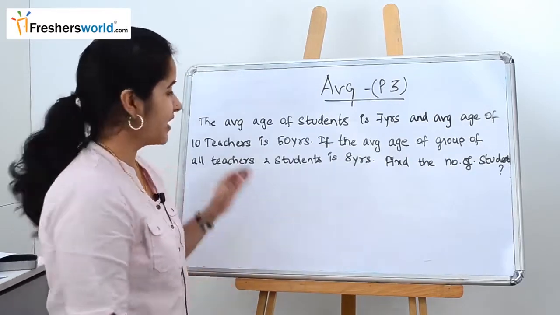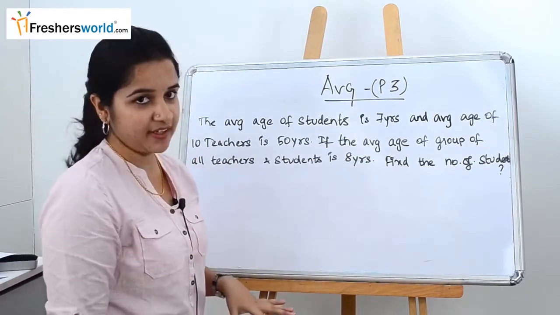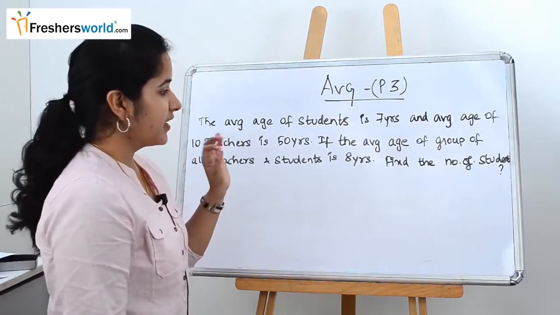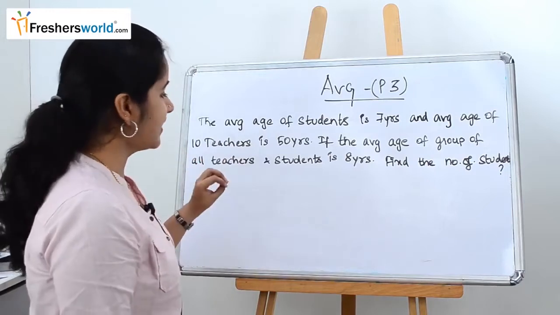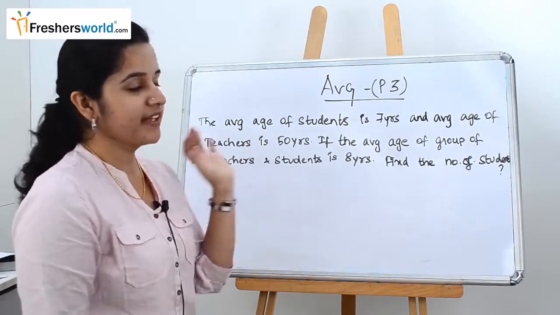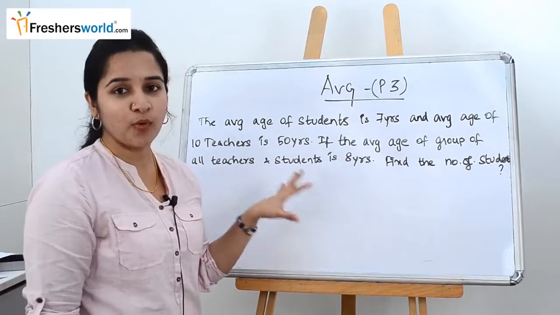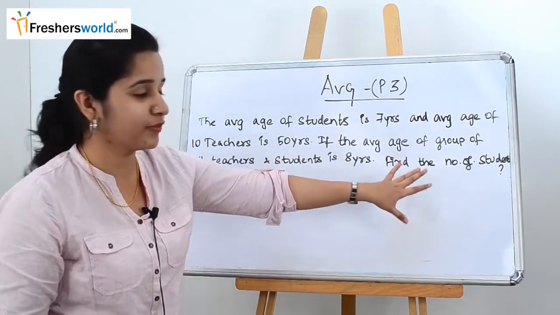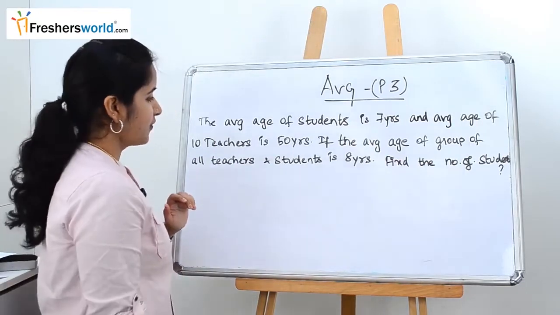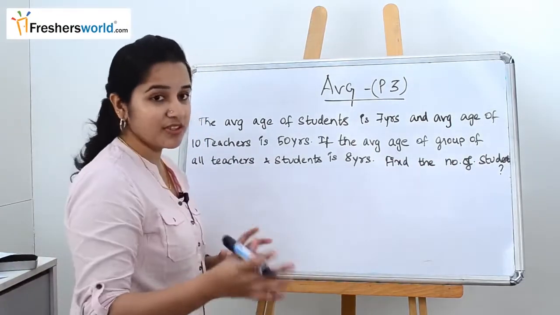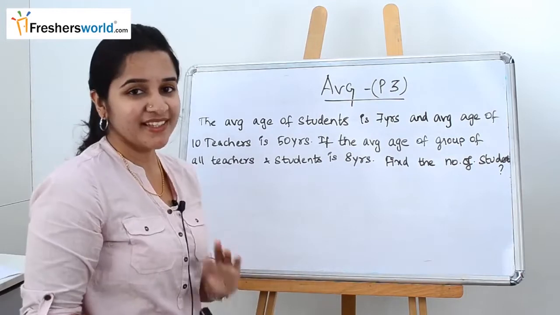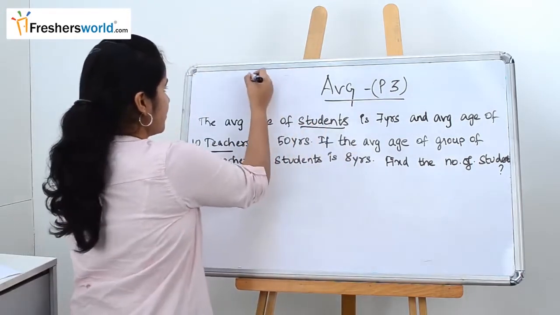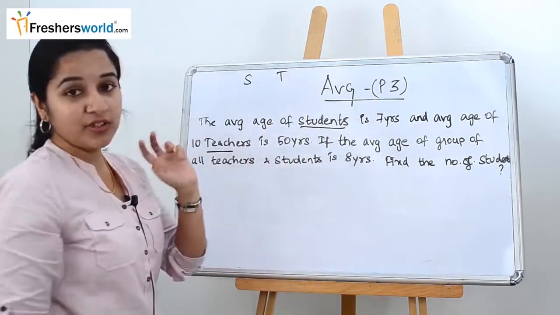The next question is, the average age of students is 7 years and the average age of 10 teachers is 50 years. If the average age of the group of all teachers and students is 8 years, find the number of students. So this sum is similar to the previous sum, but here they have asked for the overall number of students. So let's get started. First, to form the equation, we should know the total number. There are two things in the question: students and teachers.